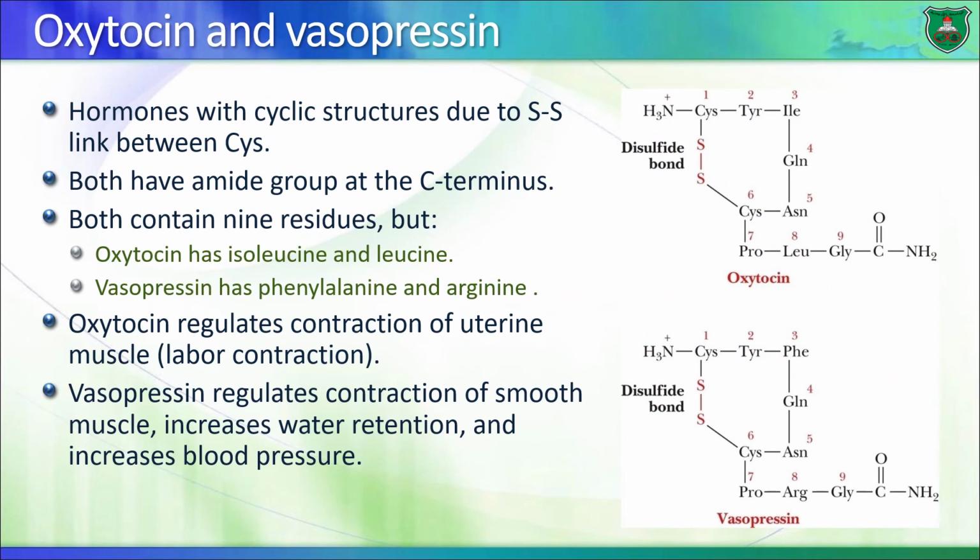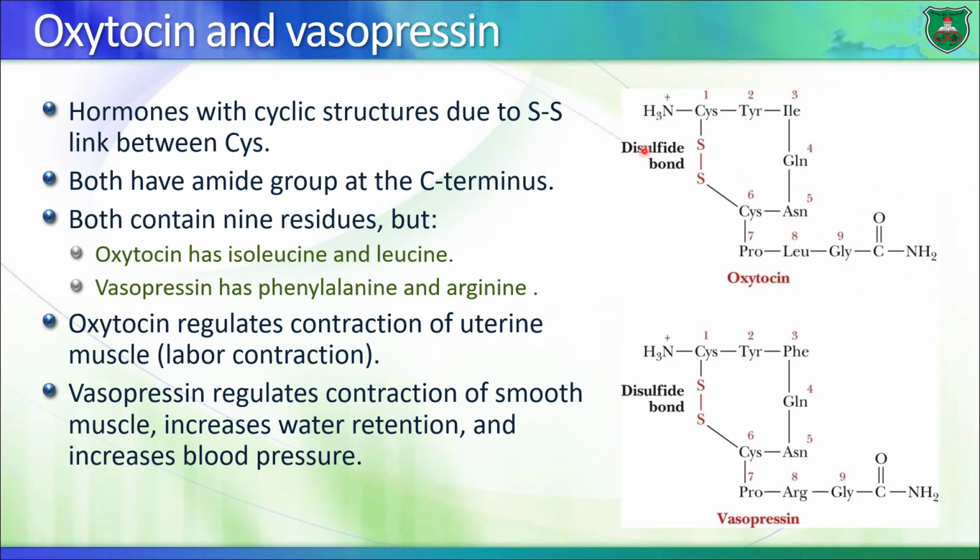Now, there are two other molecules, and these are hormones. One of them is known as oxytocin, and the other one is known as vasopressin. Now, they have cyclic structures due to the formation of a disulfide bond between two cysteines. Of course, you don't have to know the sequences, you just know the main characteristics. So you have the formation of disulfide bonds, so they are cyclic in structure.